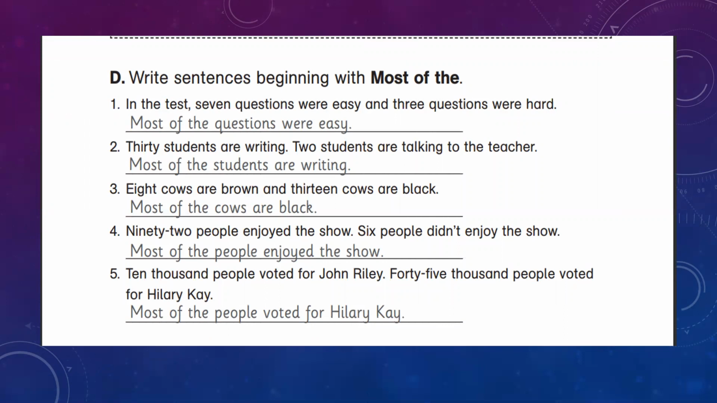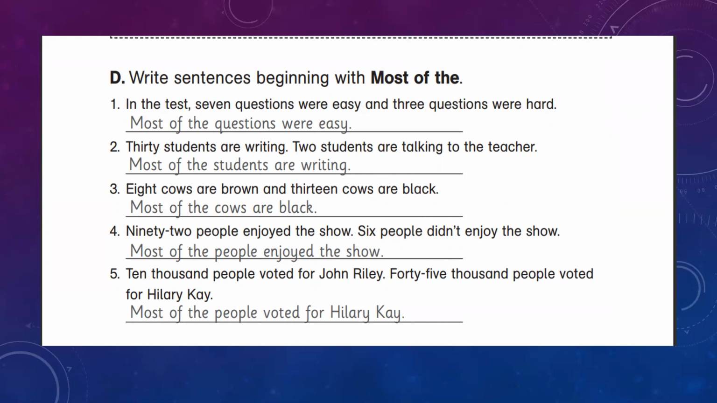Exercise number D. Write sentences beginning with most of in the following. In the test, 7 questions were easy and 3 questions were hard. It means most of the questions were easy. As more than half of the questions were easy, so we can use the phrase most of the questions were easy. Number 2, 30 students are writing.